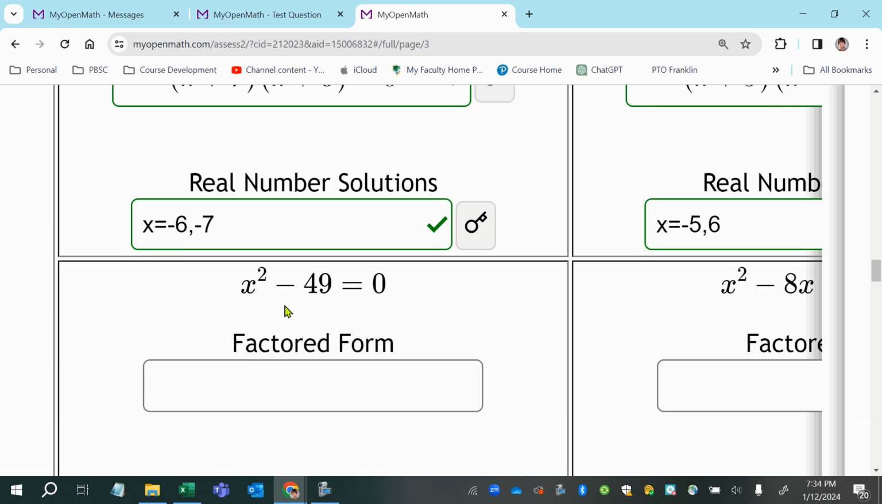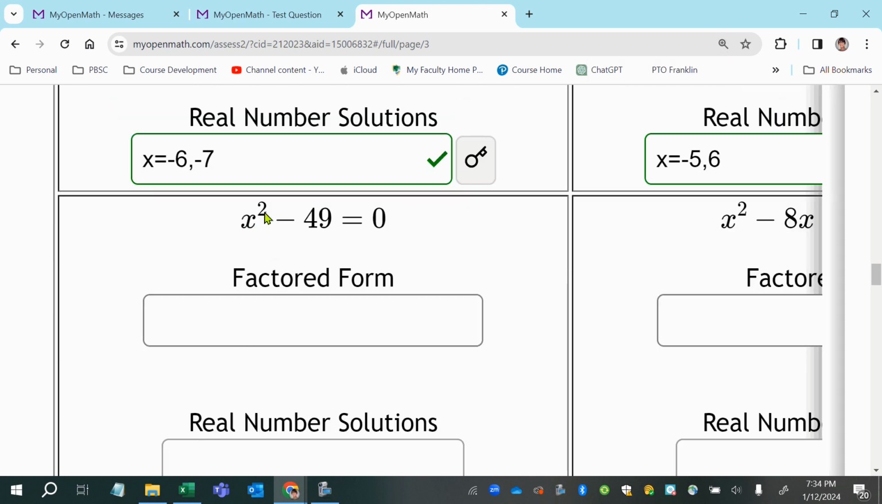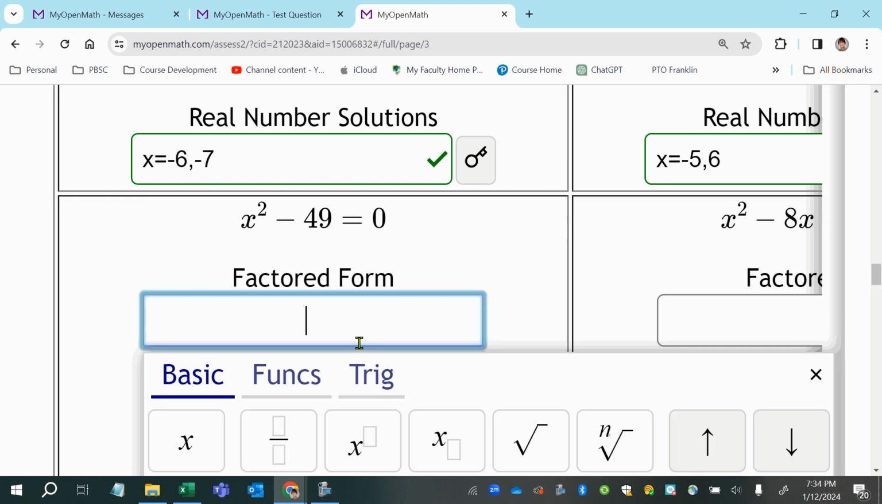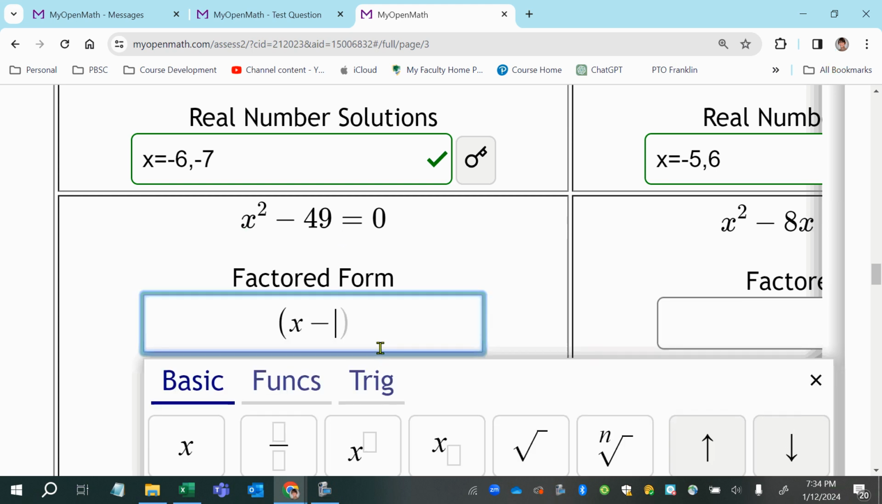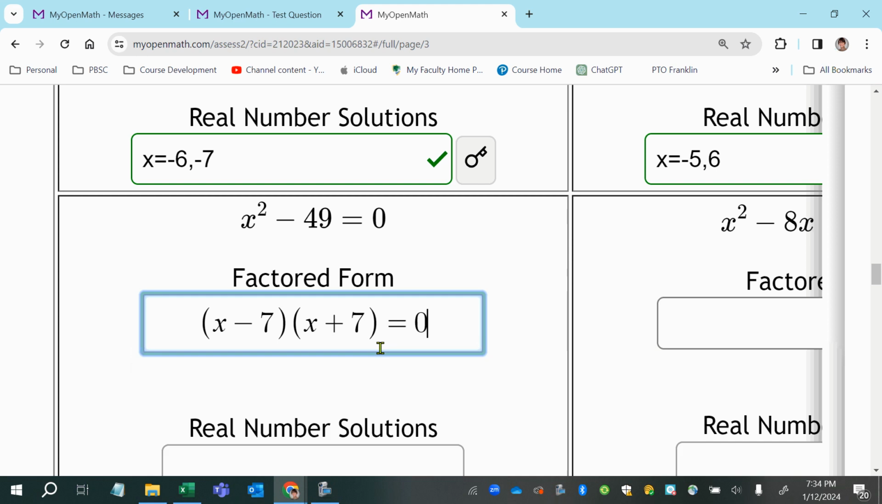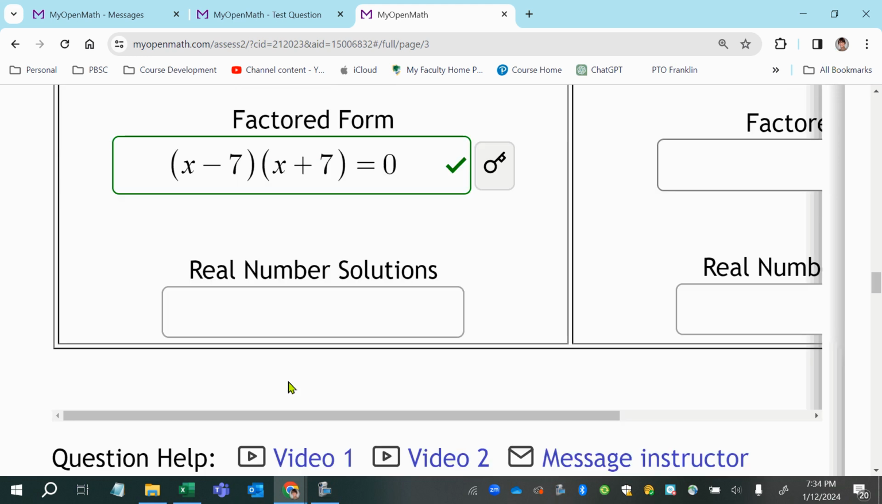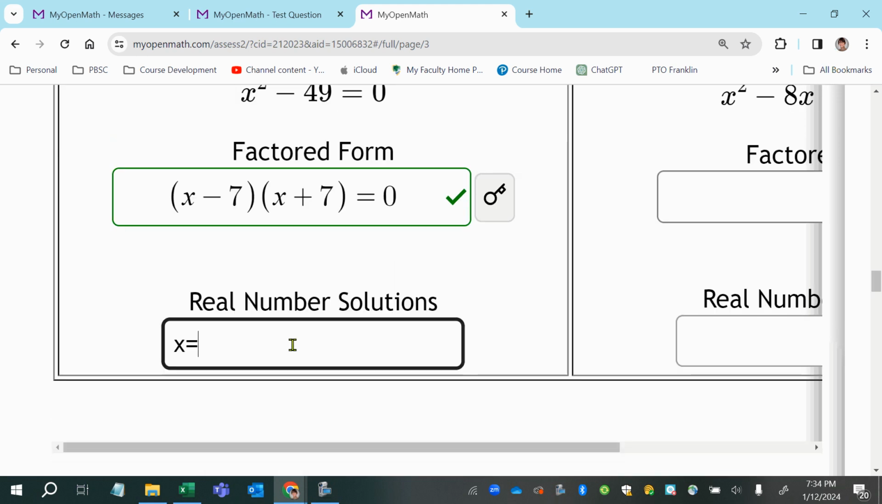This one right here is a perfect square trinomial, right? Because I can see x squared is obviously a perfect square, and 49 is 7 times 7. So being that it's a difference of two perfect squares, I can write this as x minus 7 times x plus 7 equals 0. And then the solutions would be x equals negative 7, and also positive 7.